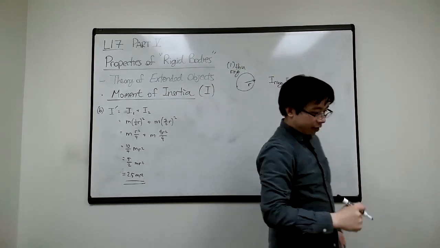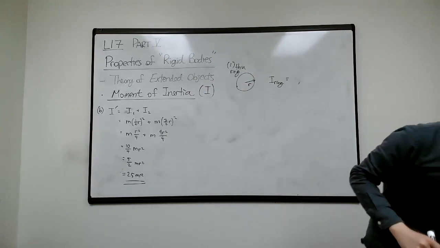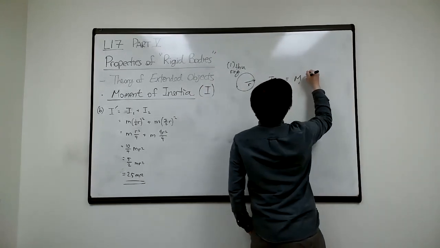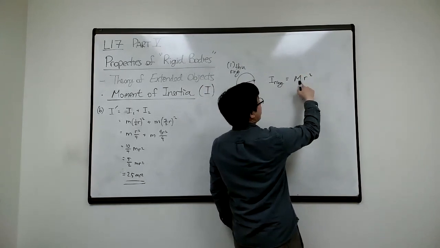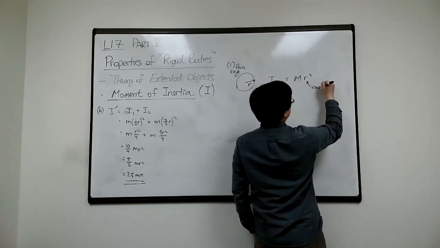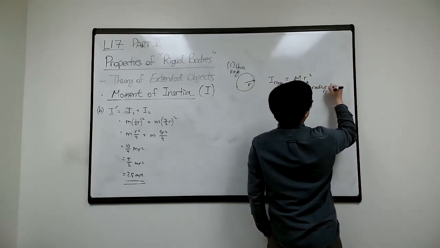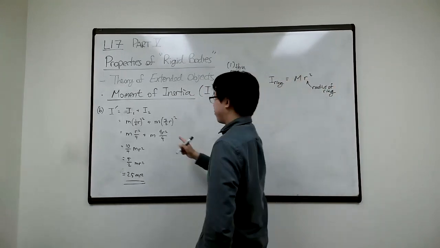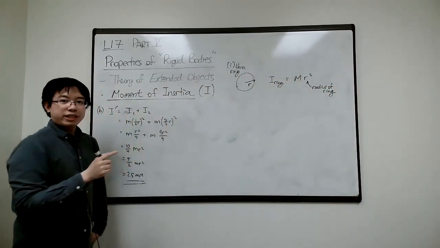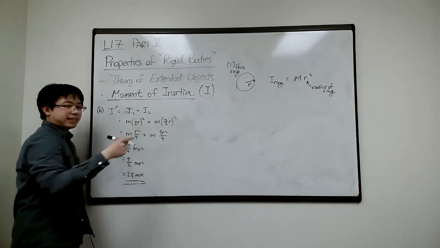Does it have a half? Sometimes I always forget that. No, it's just mr squared. And understand what each variable means. This is the radius of the ring, which is different from the previous r. That was the r before, even though we use the same r, that r is the distance.